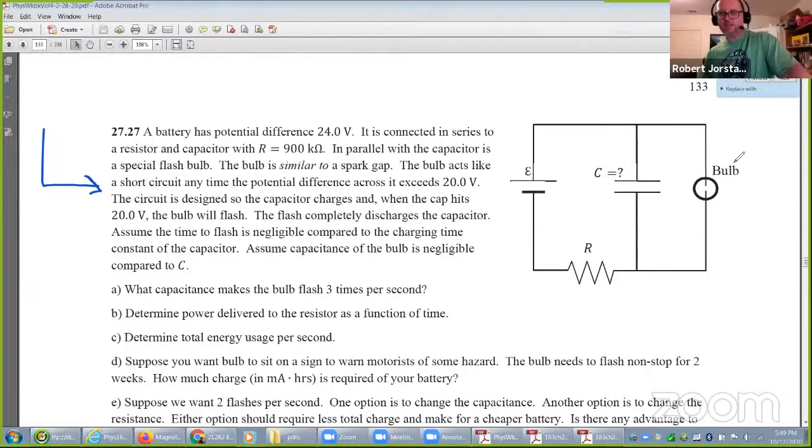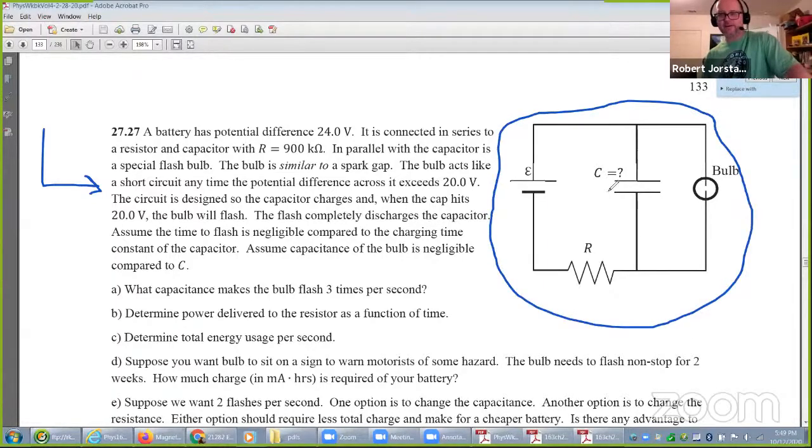Have you ever seen one of those lights that flashes by the side of the road for days on end? This is that circuit. You take a big battery, a capacitor, and a resistor, and when the capacitor reaches a certain voltage level, the bulb is going to spark and it flashes. And then it discharges real quickly, and then it builds up again. And the idea is you can talk about this bulb flashing 3 times per second or whatever. So there's a practical application of that.